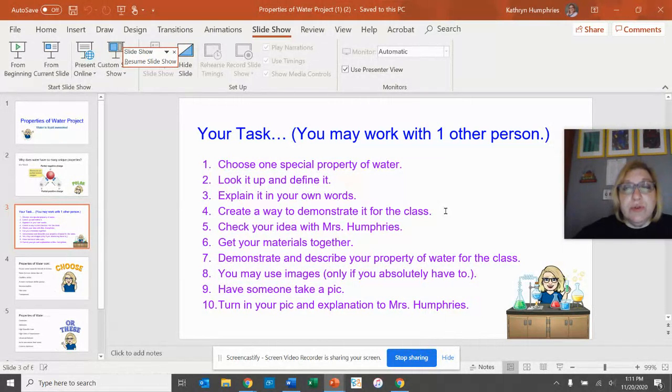This is where you can do some research online and see how it's demonstrated and be creative, and then check your idea with me. If you're having trouble coming up with an idea after you've looked for a little while, I want you to look first and think first. If you don't come up with anything after looking and thinking, then I will see what I can do to get a suggestion for you. Then you get your materials together, demonstrate it and describe it.